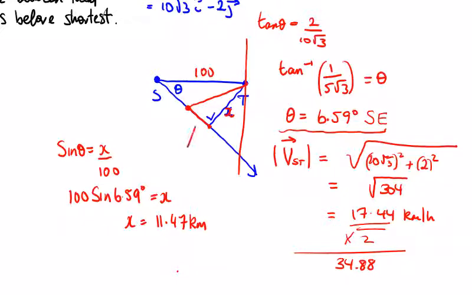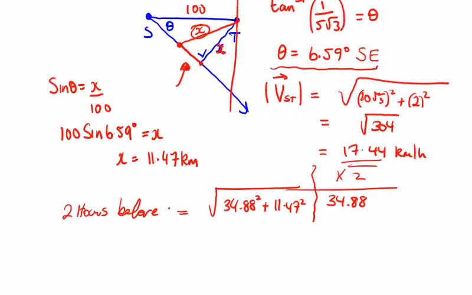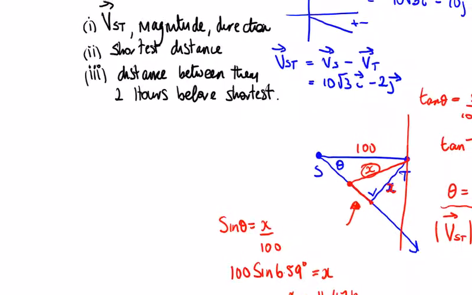If we take this triangle out, we can see that this is 34.88 here. X is the distance they are apart, and we have the two straight sides. We're looking for the diagonal, so 2 hours before is equal to the square root of 34.88 squared plus the shortest distance of 11.47 squared. This works out to be 36.72 kilometers. That's all they're asking for here. That's the end of question 11.